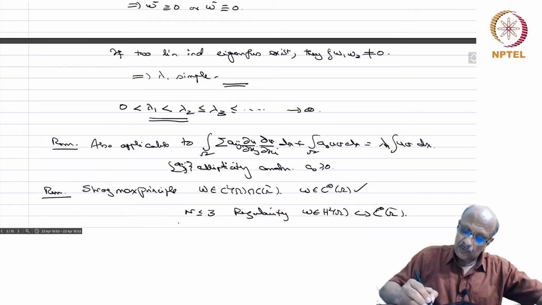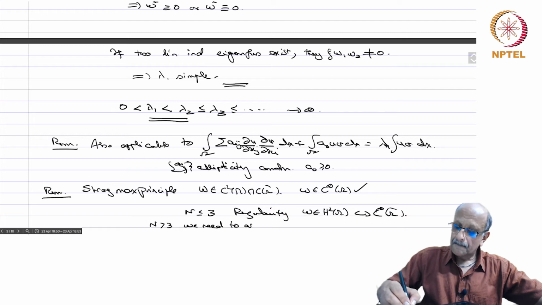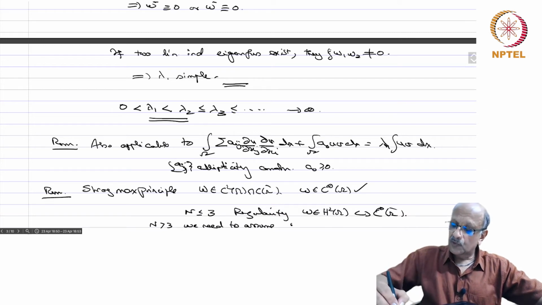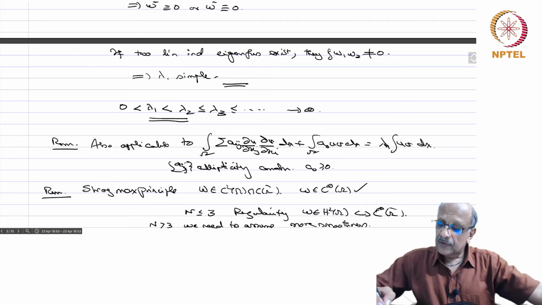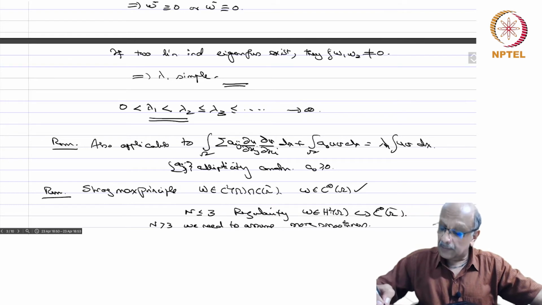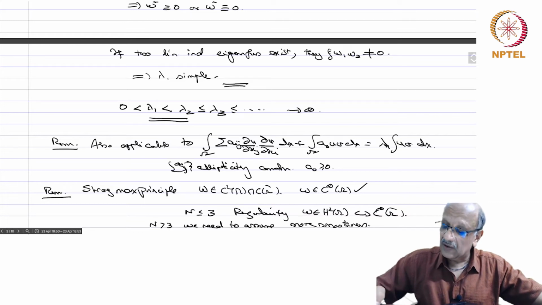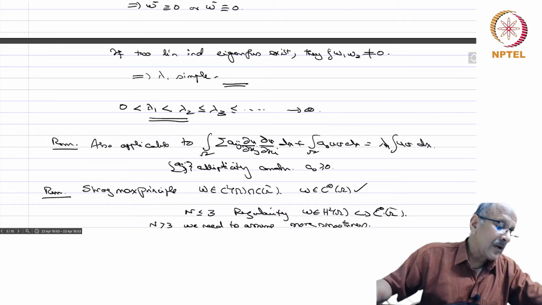But if you want n greater than 3, then we need to assume more smoothness. So that if w is in H2, therefore it will be in H4, if it's in H4, therefore it will be in H8, etc. And that will need more smoothness of the boundary till you get sufficiently high so that you can bring it inside C of omega bar.